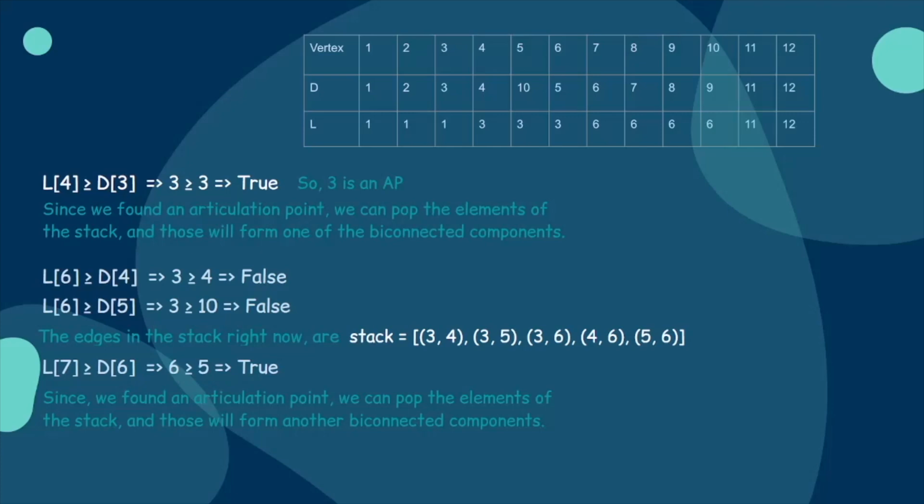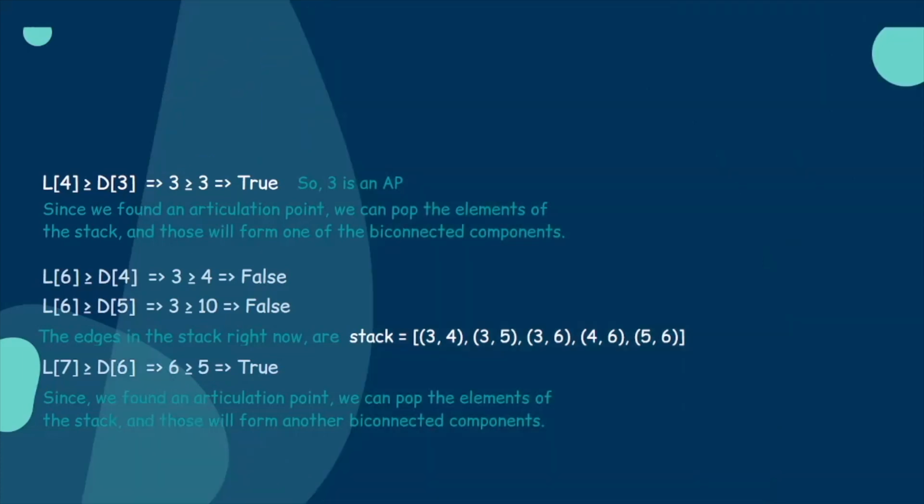After 3, we can see node 4 is false if we put it into the formula, and node 5 is as well. Until now, in the stack, we have edges 3-4, 3-5, 3-6, 4-6, and 5-6. Then we found another articulation point here, which is node 6. We can see here that the formula is true for node 6. Since we found another articulation point, we can pop the elements of the stack here also. This is how we got another biconnected component here.